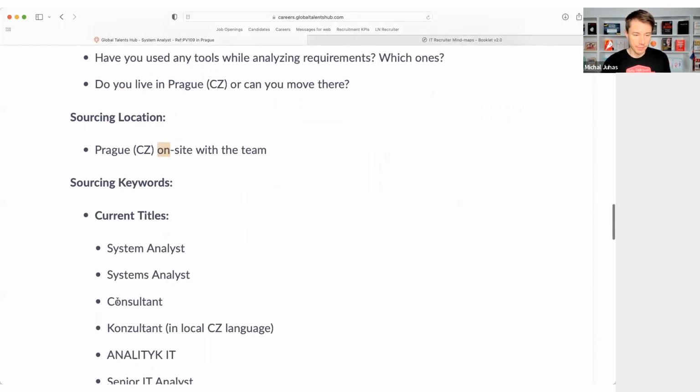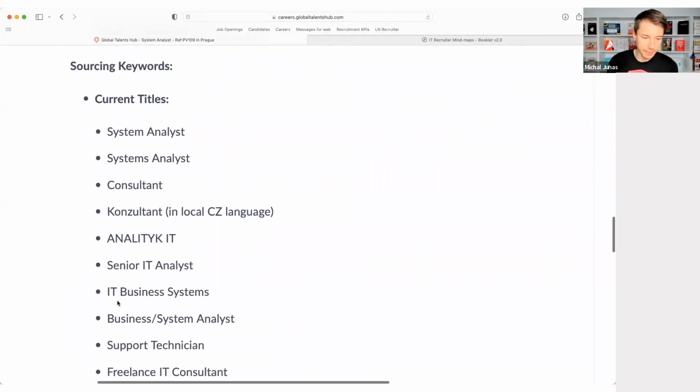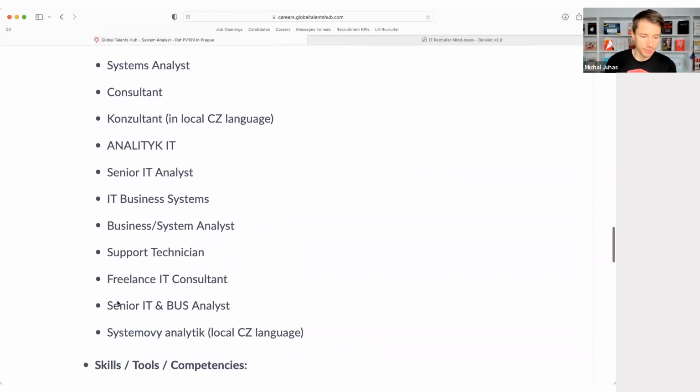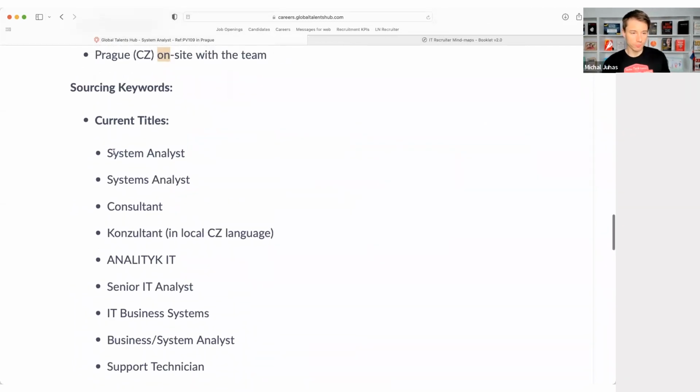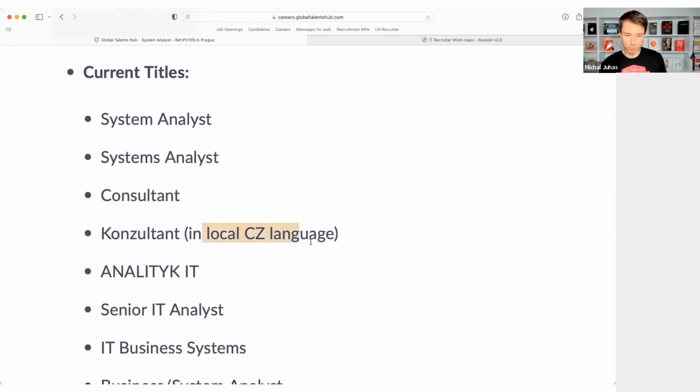And the sourcing keywords, I included several ones. So the thing is that we are looking for someone who will become a system analyst. But today, the ideal candidate may work in different roles with different titles. For example, a consultant. It's a very generic title, but someone who is a consultant today and worked as a developer in the past could become a system analyst. It is just the same role wrapped in a different package. Or also consultant, this is in local Czech language.